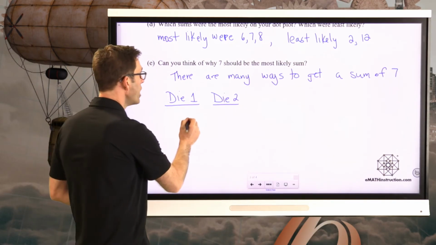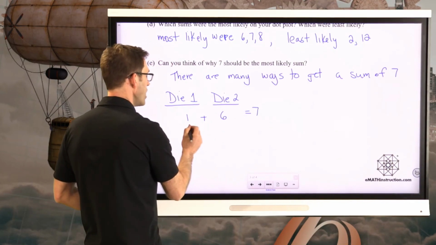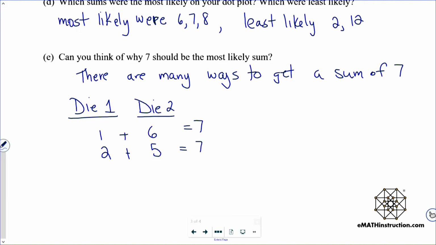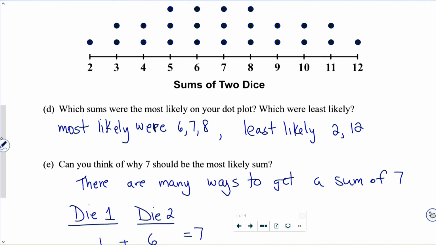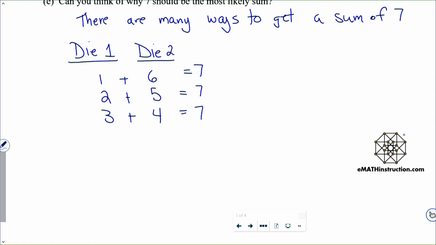Well, if you rolled a 1 on die 1 and you rolled a 6 on die 2, that would be 7. You'd roll a 2 on die 1 and you could get a 5 on die 2, that would be a 7. A 3 on die 1 and a 4 on die 2, that would be a 7. Right? Let's try that a little bit longer and maybe extend it a little bit. We could get a 4 on die 1 and a 3 on die 2, that's a 7. A 5 and a 2, that's a 7. And a 6 and a 1, that's a 7.